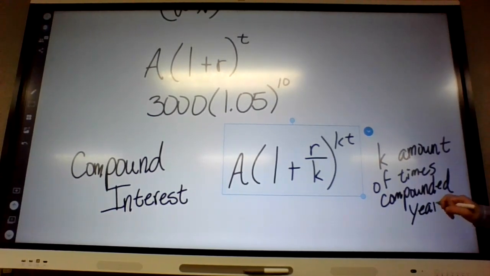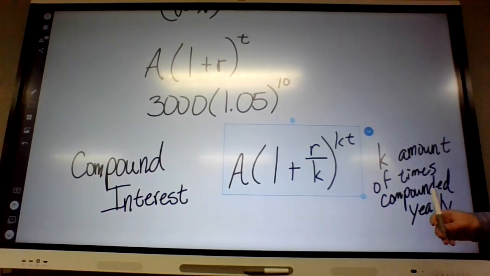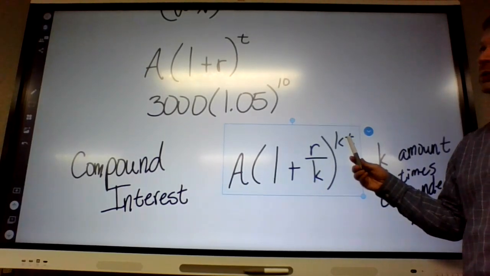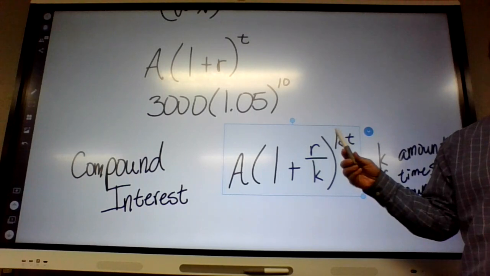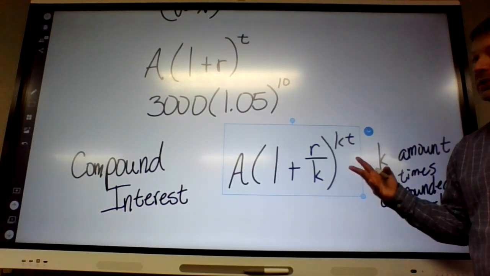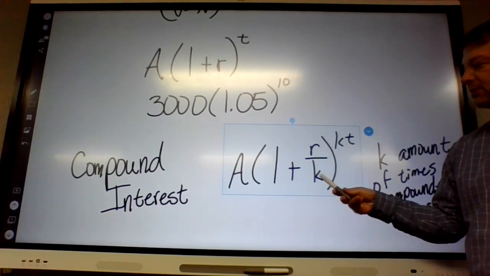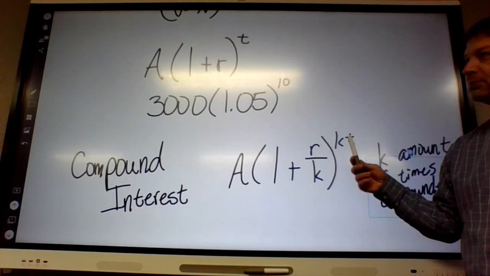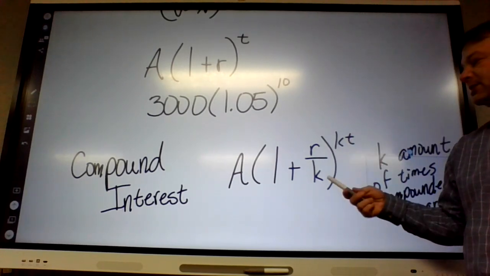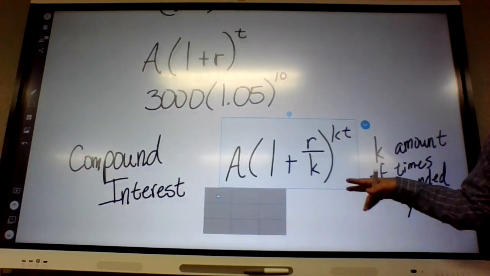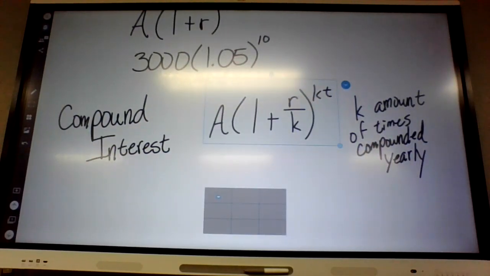So if it's compounded monthly, this would be a 12. If it's compounded quarterly, how many times would that be? 4. 4 times. Daily, 365. What's another one? Semi-annually, I guess. That would be a 2. That's about all I can think of. There's not a lot of options they use.